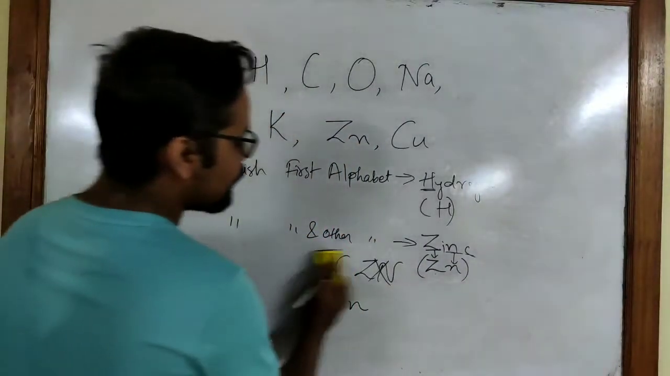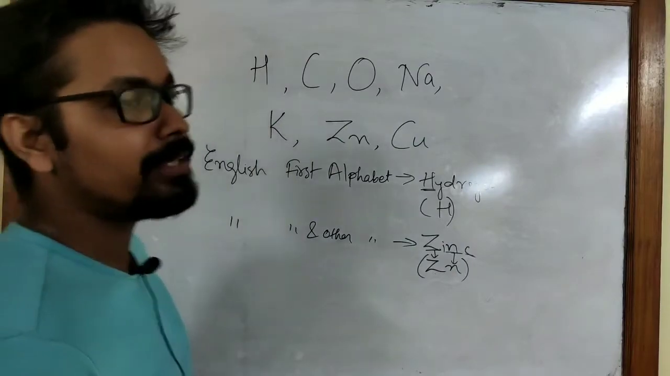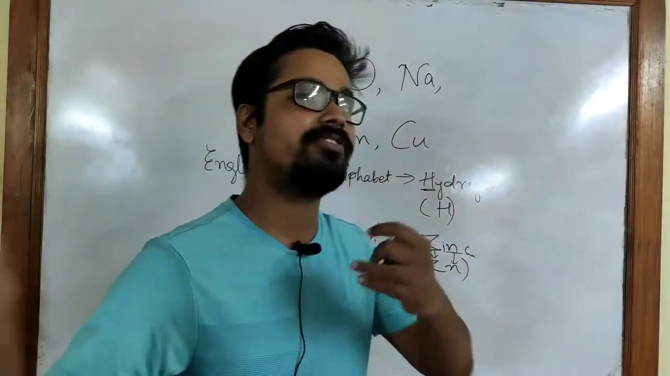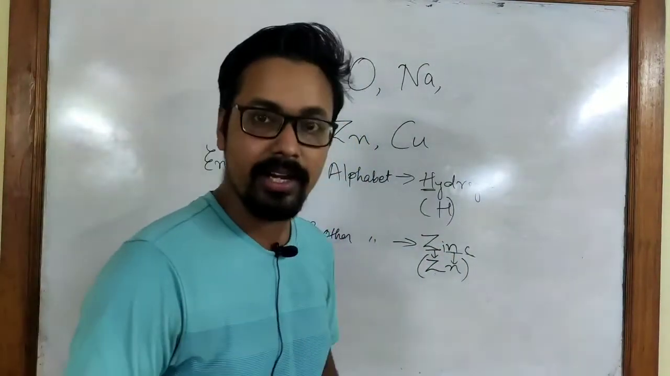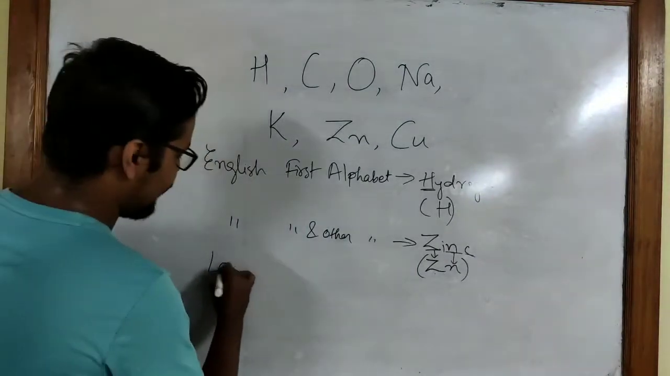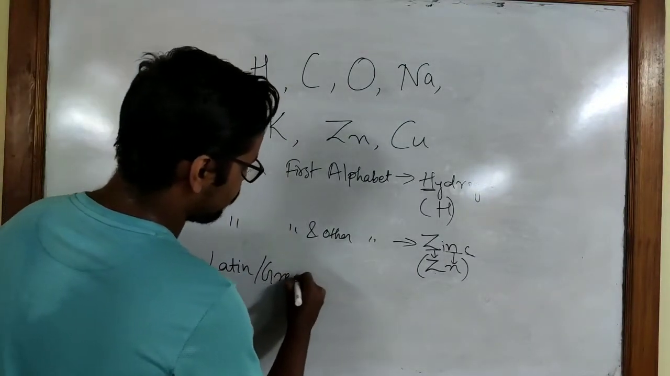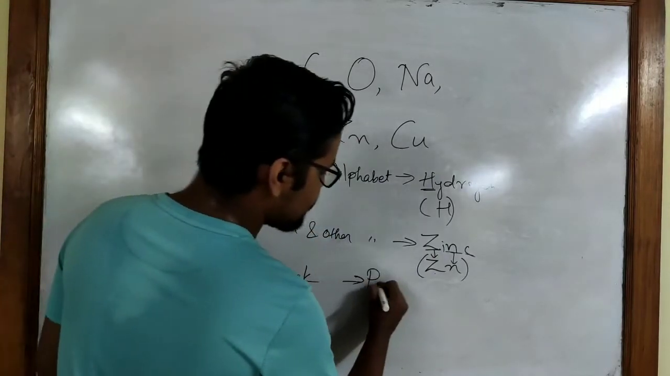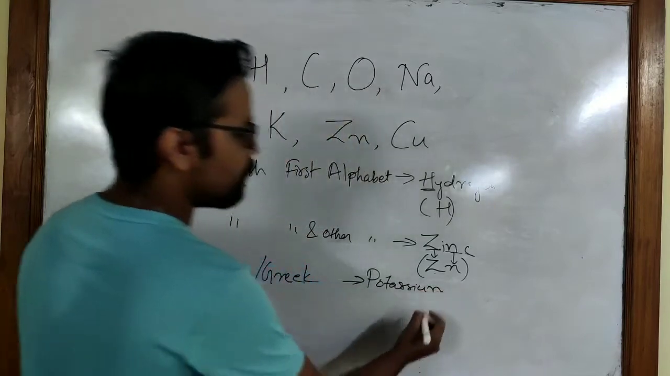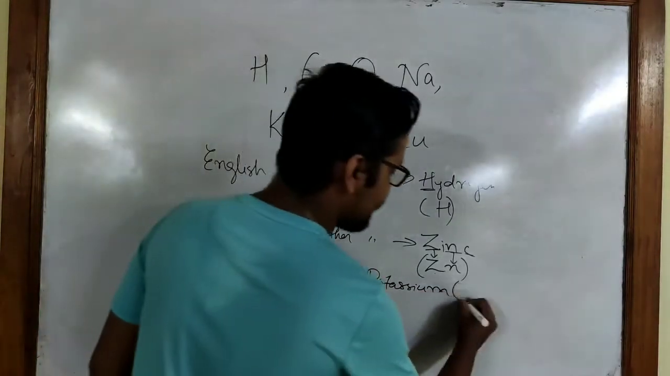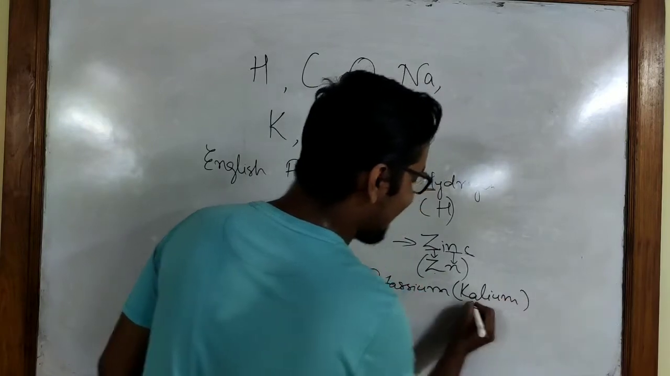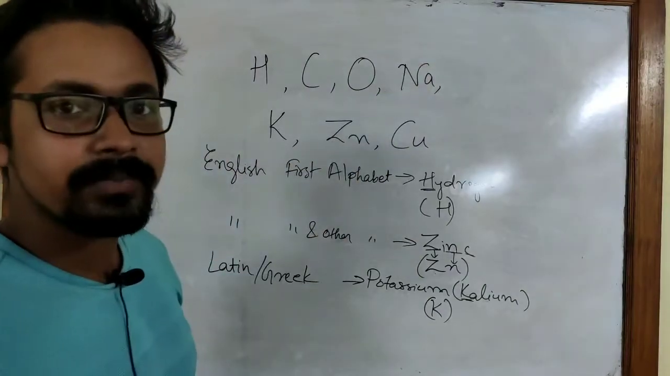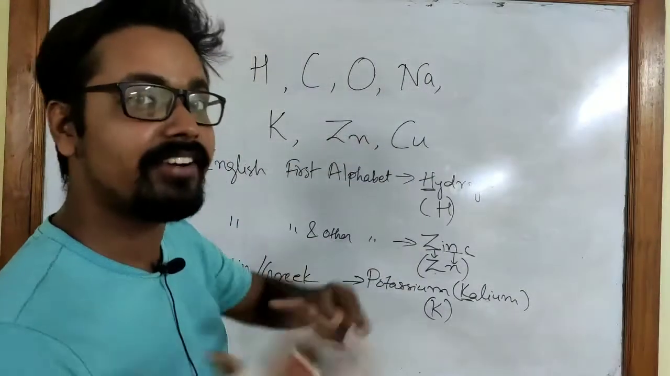Okay. The third way is from the Latin or Greek language. So from where it was first taken, the element was discovered from somewhere. So we use the Latin or the Greek language. So what are they? Suppose potassium. Name is potassium. No K involved. But I think the Greek or Latin name is kalium. So as it is kalium, we use the symbol K. Similarly, sodium, it is natrium, so it is Na, natrium, Na.